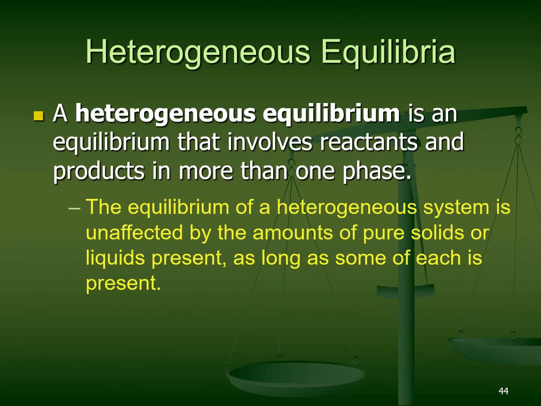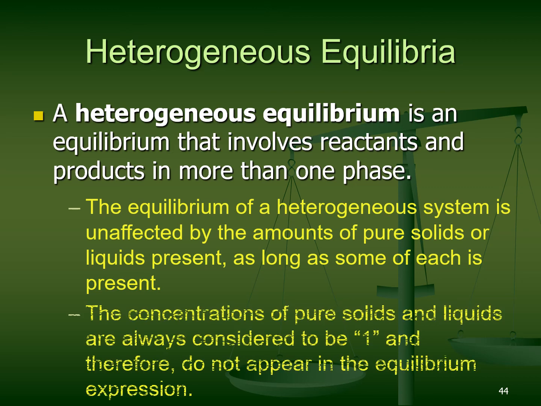All right, just a few other things before we really get into the nitty-gritty. A heterogeneous equilibrium is one that has reactants and products in more than one phase, so solids, liquids, gases. Now, if you have a solid or a pure liquid present, they really don't affect the equilibrium at all, and so we don't include them in our equilibrium expression. The concentration of a pure solid is considered to be 1, and so it doesn't appear in the equilibrium.